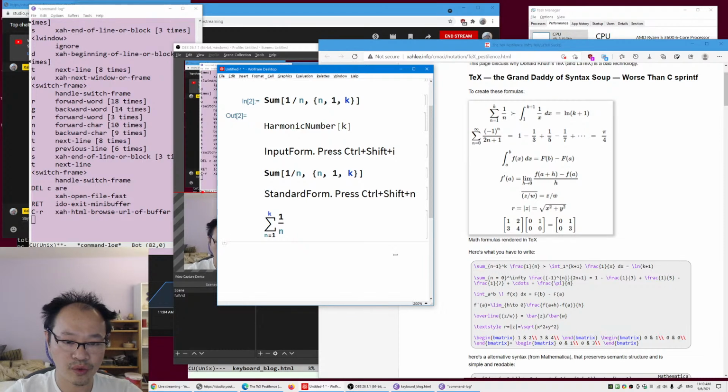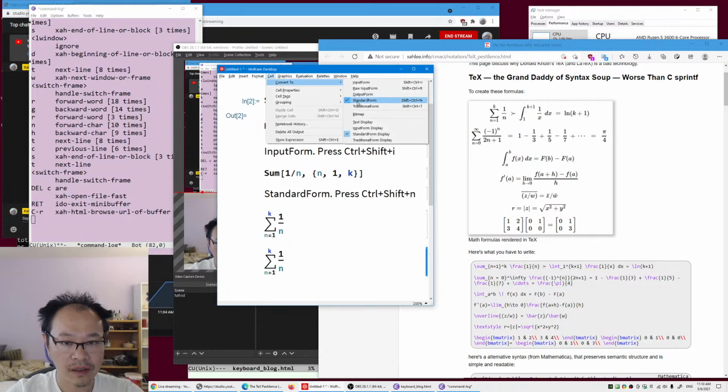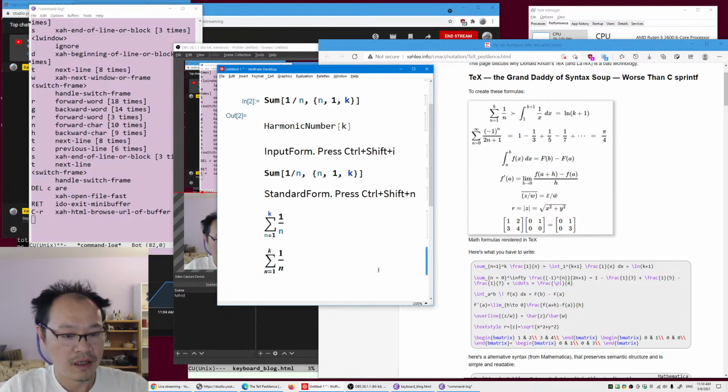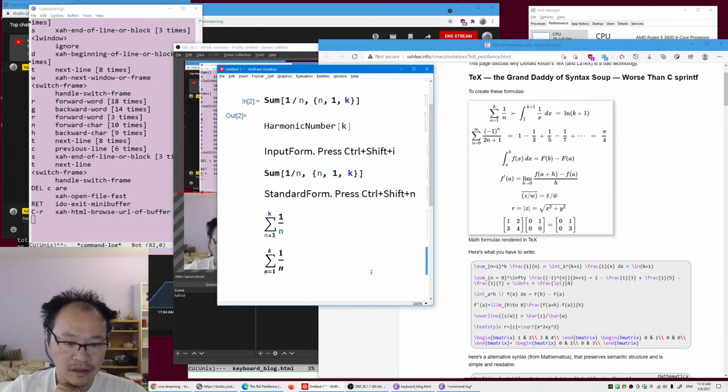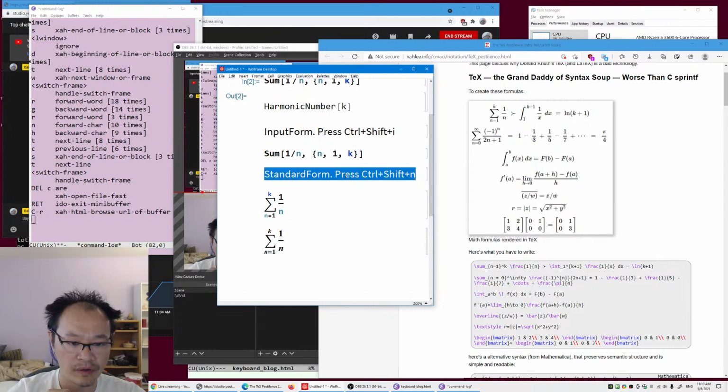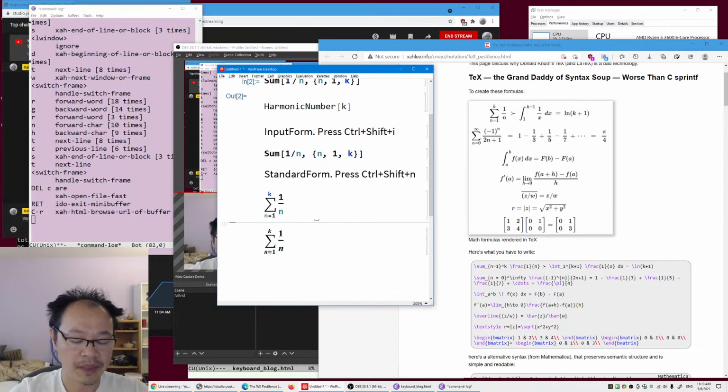Then we are going to do traditional form. So let me show you what that is. You select that, and what is the shortcut? Control Shift T. Okay, get rid of the menu. Control Shift T. So you can see it also renders this in a two-dimensional format. So what's the difference between the standard form and, let me paste it here.